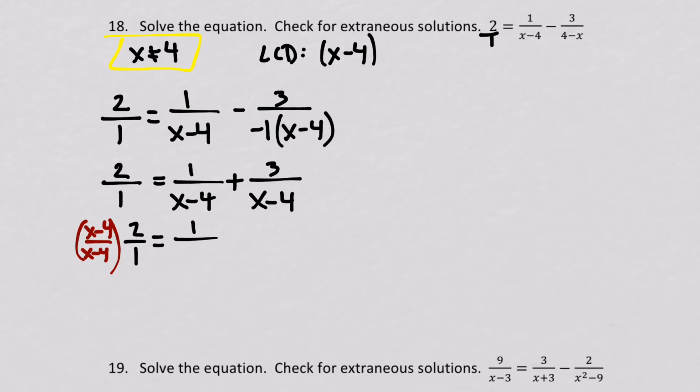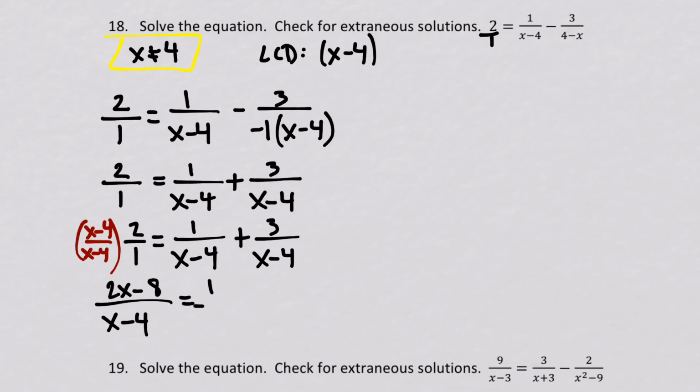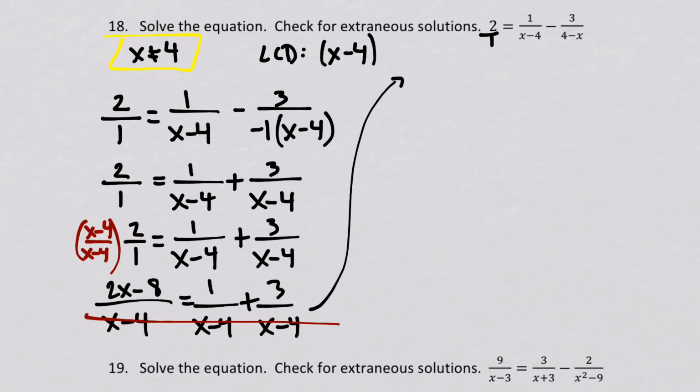The other ones don't need any multiplying. They're ready. They already have the denominator that I want, x minus 4. So the one on the left side, distribute the 2. You're going to get 2x minus 8 over x minus 4 equals 1 over x minus 4 plus 3 over x minus 4. And now that all your denominators are the same, they can cancel out. And so what you have left is 2x minus 8 equals 1 plus 3.